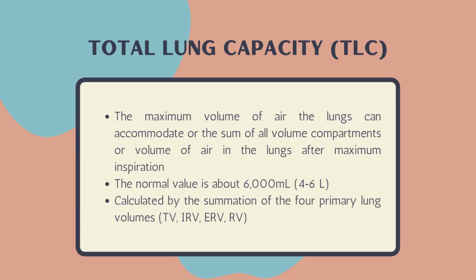Next, we have total lung capacity, and it is the maximum volume of air the lungs can accommodate, or the sum of all volume compartments, or volume of air in the lungs after maximum inspiration. The normal value is about 6,000 ml, or 4 to 6 liters. It is calculated by the summation of the four primary lung volumes. TV plus IRV plus ERV plus RV is equal to total lung capacity.